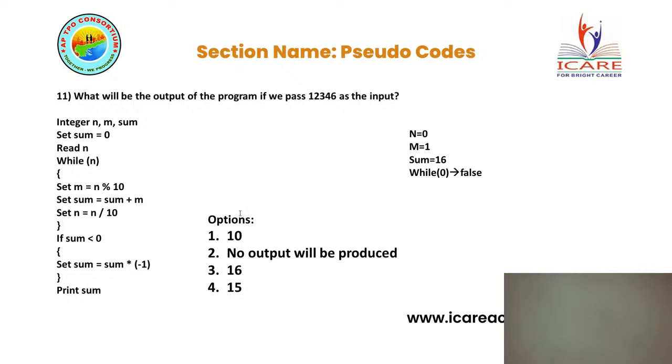So we come out of the while loop, and there is an if condition: if sum less than 0. We have the sum value as 16. Sum less than 0, 16 less than 0? No, it's false. 16 is greater than 0, so 16 less than 0 is false. So the if block will not execute, so print sum. What is the sum? We have the value 16. So option 3 is the answer.